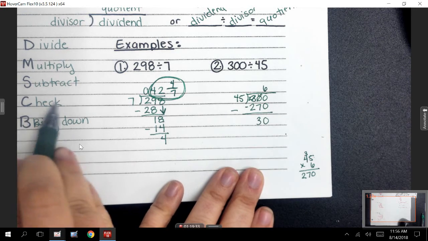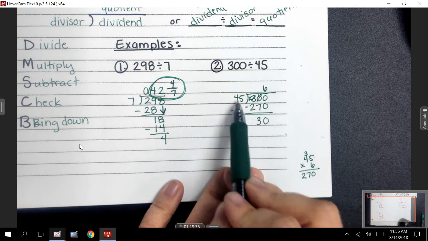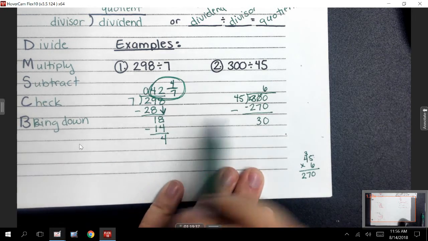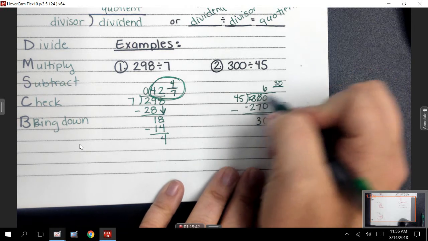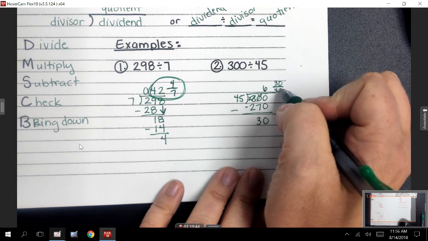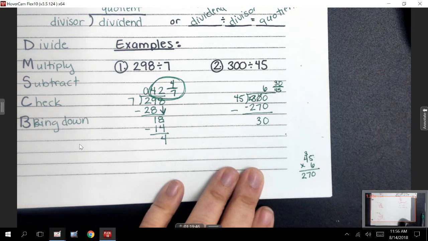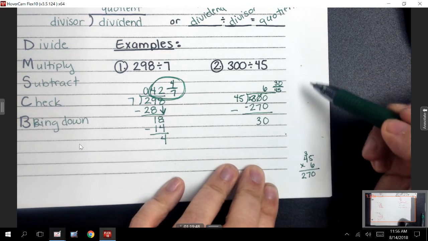Oh, I'm sorry. Let's check. Don't forget to check. I missed that one. Check. 30 is smaller than 45, so we made a good choice. There's nothing to bring down, so now we're ready to write our fraction. 30 goes on top. 45 that was at the door is in the denominator. All right? So here's our final answer so far.